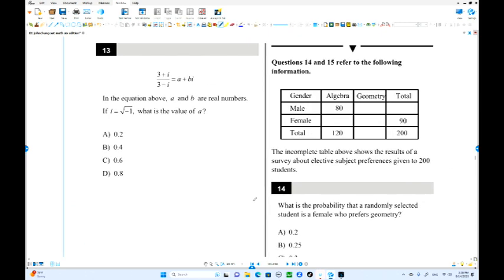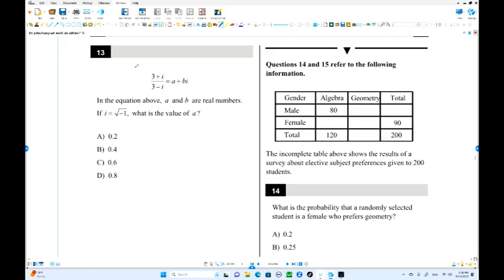All right, number 13. So we have a complex number over here. To simplify to a plus bi, in simplest form, with real and imaginary parts, we're going to put this one into this form. How? We have 3 plus i over 3 minus i. We always multiply by the conjugate. The conjugate is 3 plus i.